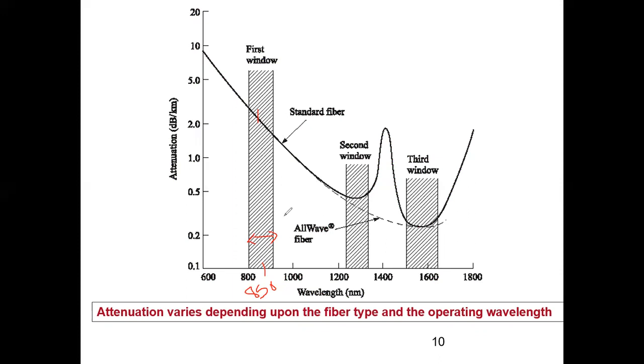Then they started all the research and everything. They tested the fiber, they fabricated the fiber. Then they found that around 1310, or sometimes they just use 1300 nanometer, there was a significant decrease in the attenuation. So here you can see there was a significant decrease in the attenuation of the fiber.